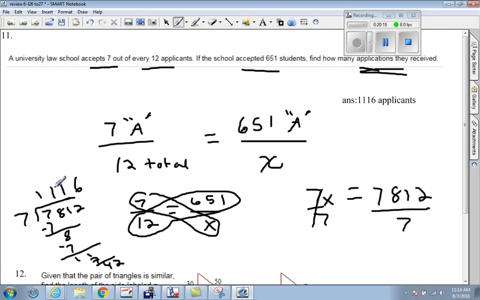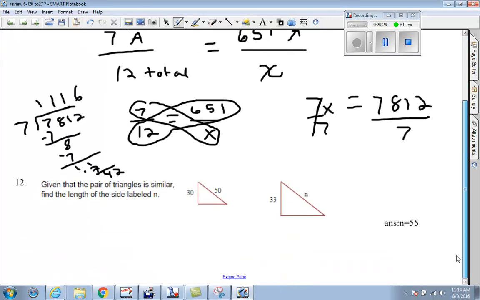And that's where we're arriving at that 1116, which is the final answer for the number of applicants. Okay. Hope that helps. Let's head to the next one.